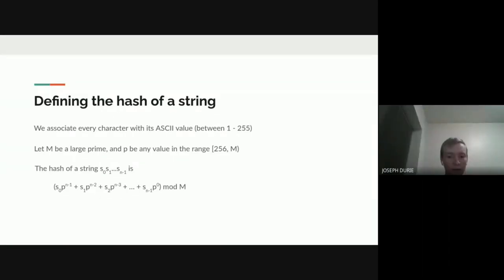One quick thing I noticed is that the reason we say 1 to 255 instead of 0 to 255 here is that if you let a character have value 0, then that can kind of mess up your hashing a little bit and make some strings equal that shouldn't be. But as long as none of your characters have value 0, you're good.